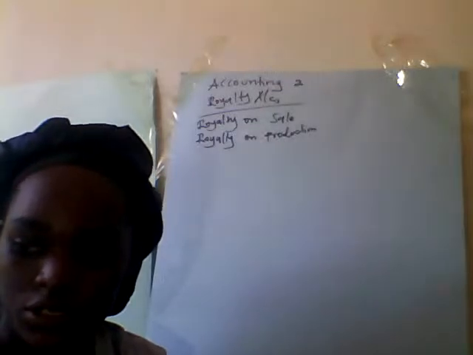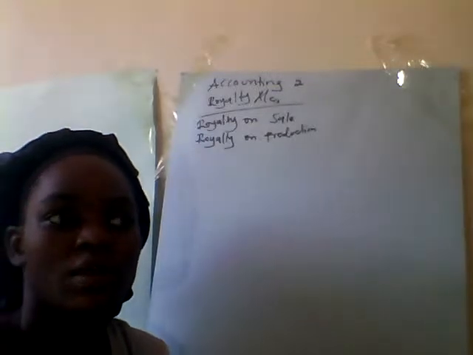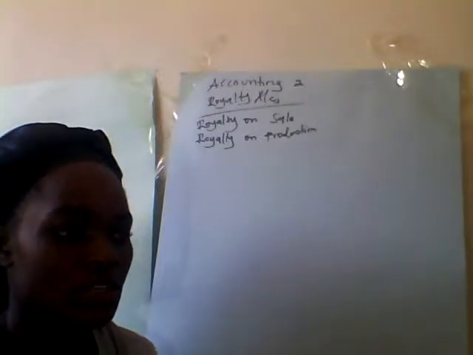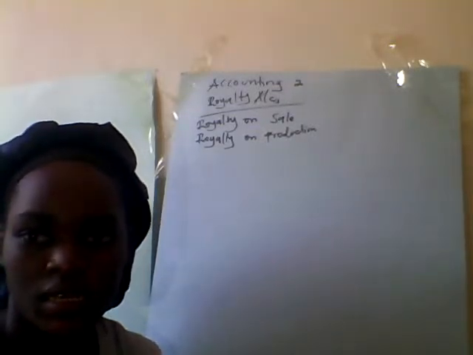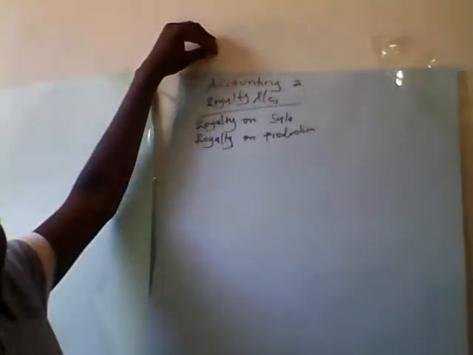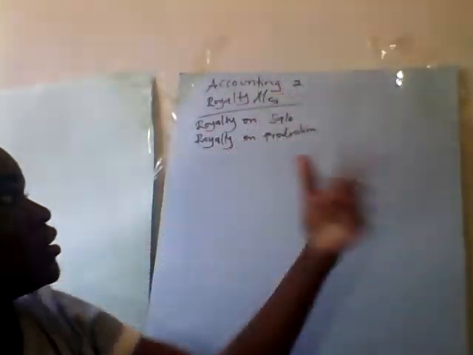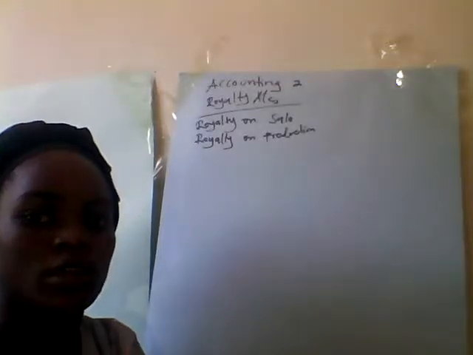Then for royalty on production, in case you are using someone's land that maybe has, let me say, gold, they tell you that every time you mine from our land, you're supposed to pay us maybe 10%. So that 10% is the royalty, but you pay every time you produce from the land. That's what we call royalty on production. For royalty on sale, you pay every time you sell. For royalty on production, you pay every time you produce. And that is it.